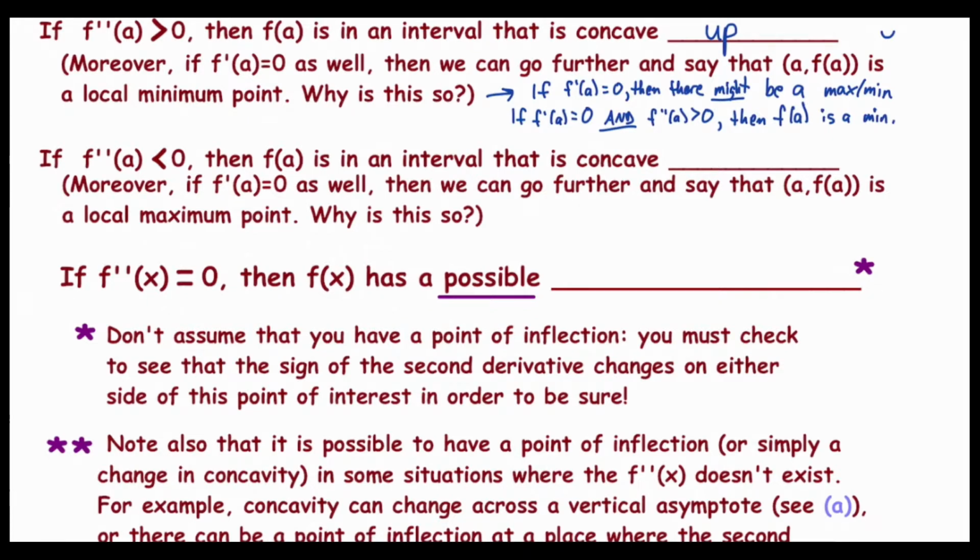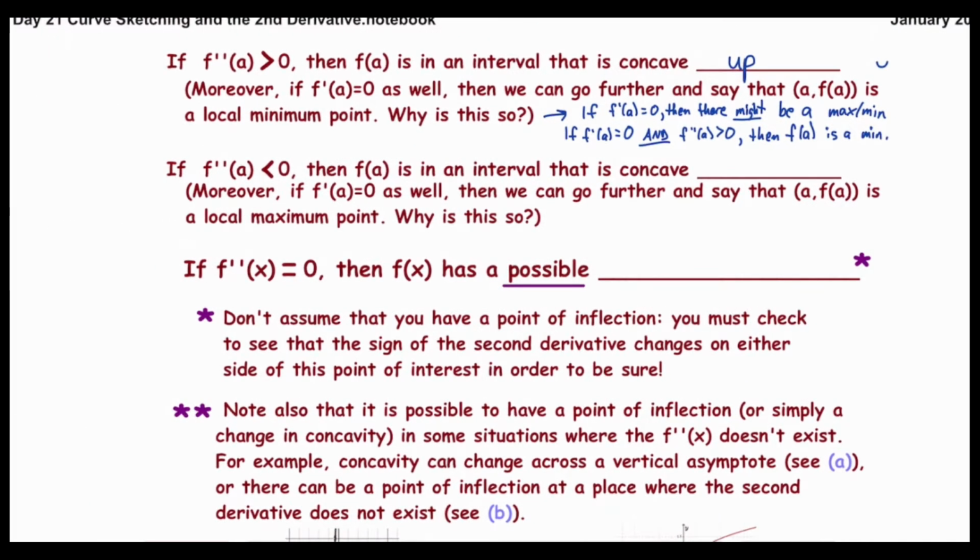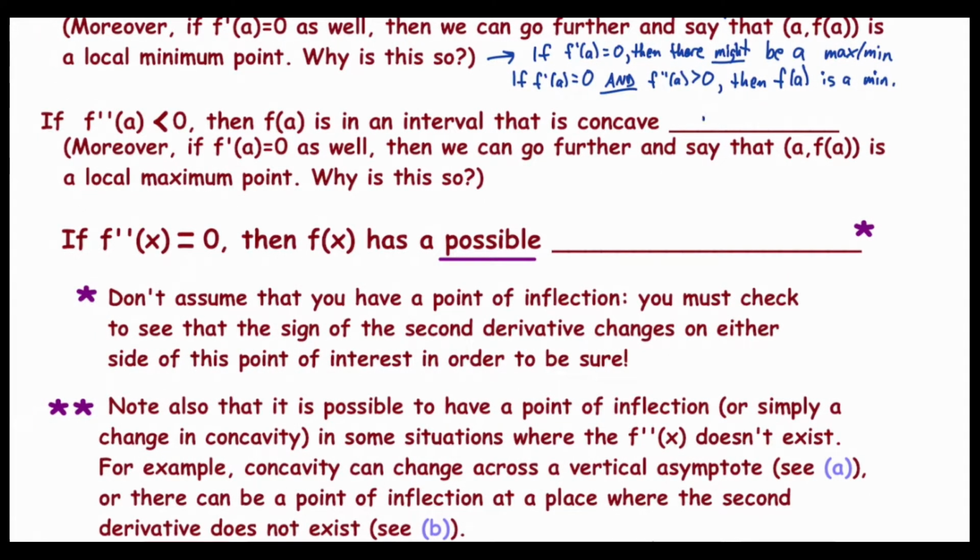Moreover, next part, if f double prime of a is less than 0, then f of a is in an interval that is concave down. So the second derivative has a negative value. Negative is unhappy, so we get our sad or frowny face. Moreover, if f prime of a is equal to 0 as well, then we can go further and say that the point a comma f of a is a local maximum point.